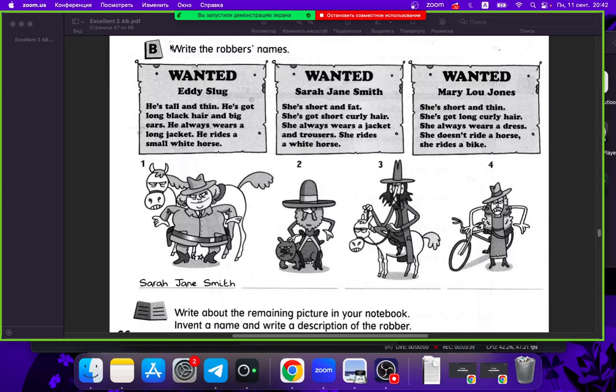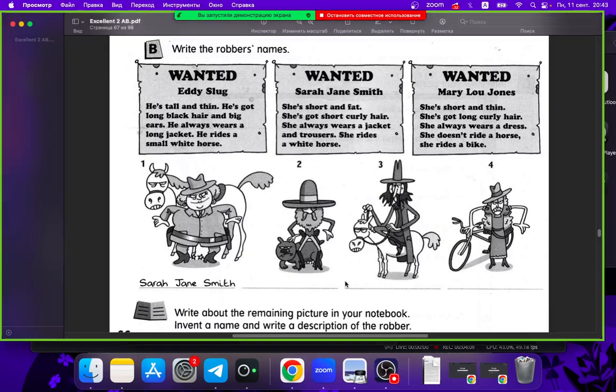Let's go on. Write the robbers' names. These are robbers. Wanted, Eddie Slug. He's tall and thin. He's got long black hair and big ears. He always wears a long jacket. He rides a small white horse. So which one is Eddie Slug? Who is tall and thin, who's got long black hair and big ears? Of course, this one, Eddie Slug, is this guy.